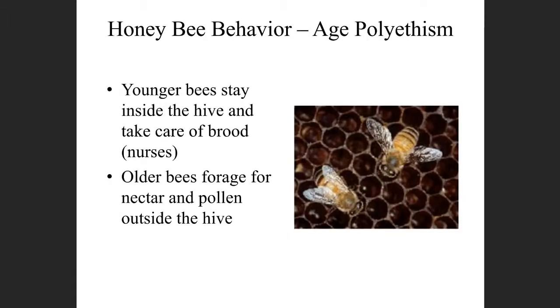Another suite of traits that have been investigated genetically is the genes that are turned on or turned off over the course of development. So honeybees can show what's called age polyethism. So poly, many, or different behaviors.